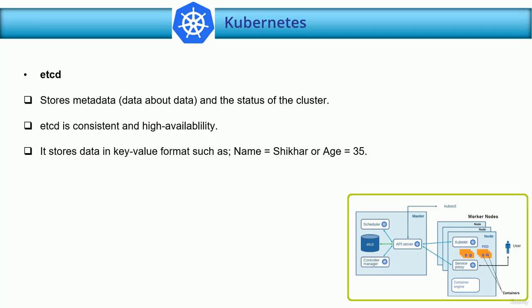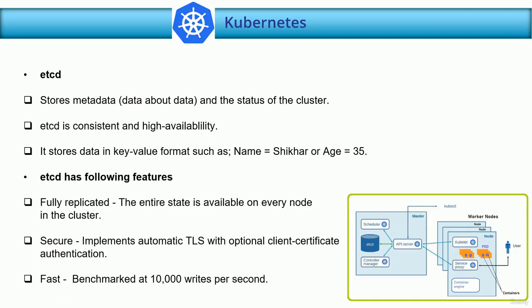This database is consistent and highly available. It means this database is reflected to all of the nodes. Suppose your master node goes down, even the nodes can have the information from this database because this database is reflected to other nodes as well. It stores data in key value format, such as name is equal to Shikhar and age is 35. So this way it keeps the information.